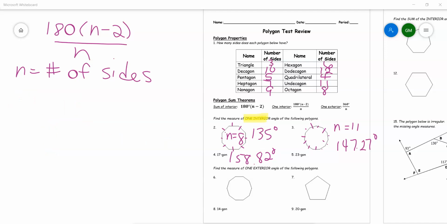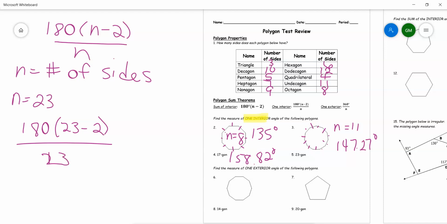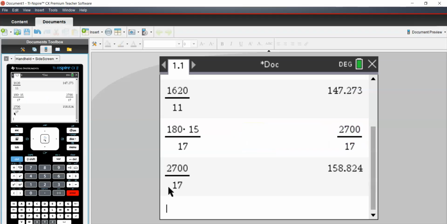All right. Number 5 asks us to find one interior angle of a 23-sided figure. So that is with n equals 23. We're going to go 180 times 23 minus 2 over 23. All right, so run it through the calculator.